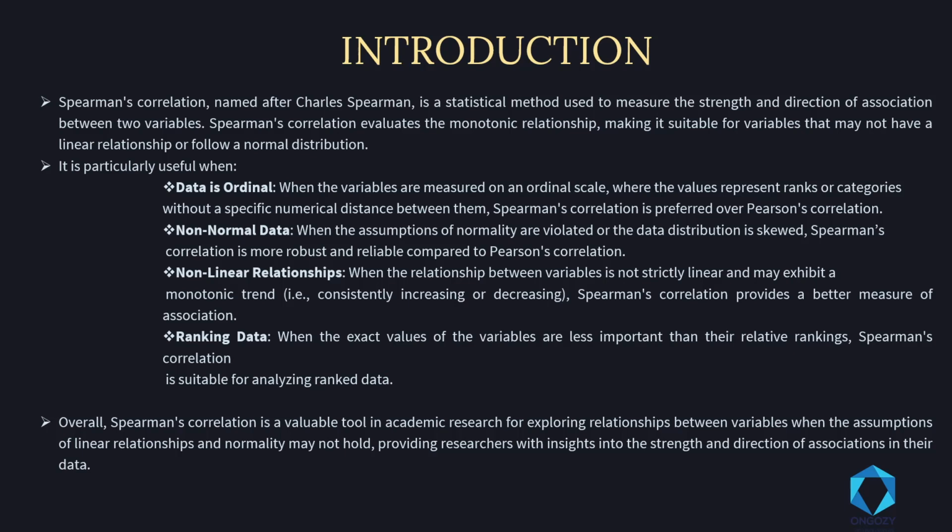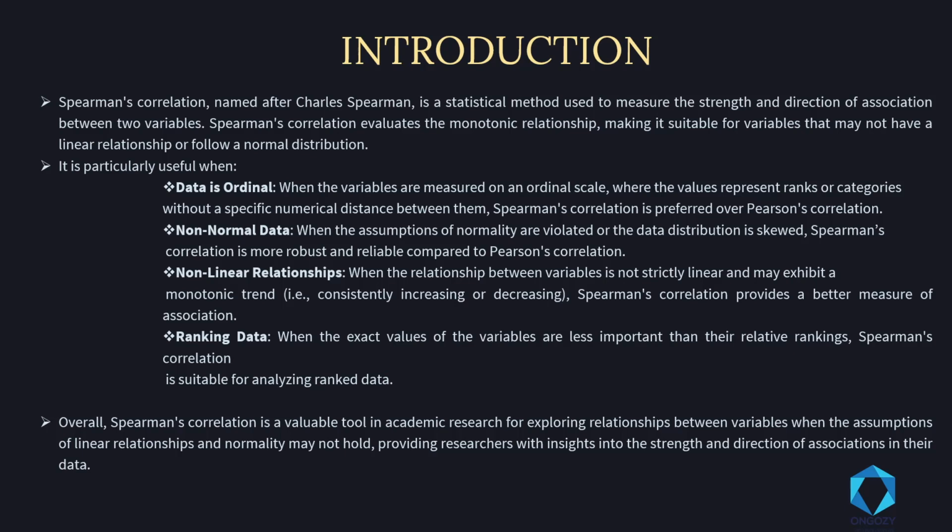It makes it suitable for variables that may not have a linear relationship or follow a normal distribution. It is particularly useful when data is ordinal. What does that mean? When the variables are measured on an ordinal scale, where the value represents ranks or categories without a specific numerical distance between them, Spearman's correlation is preferred over Pearson's correlation. Then it is also used for non-normal data.